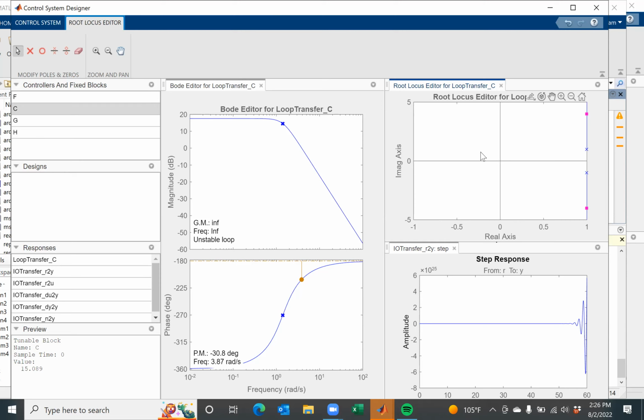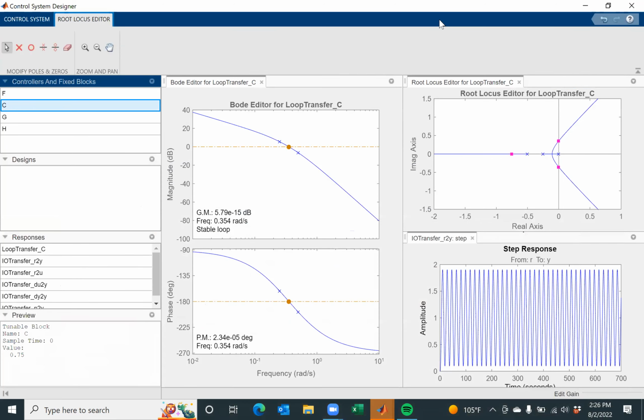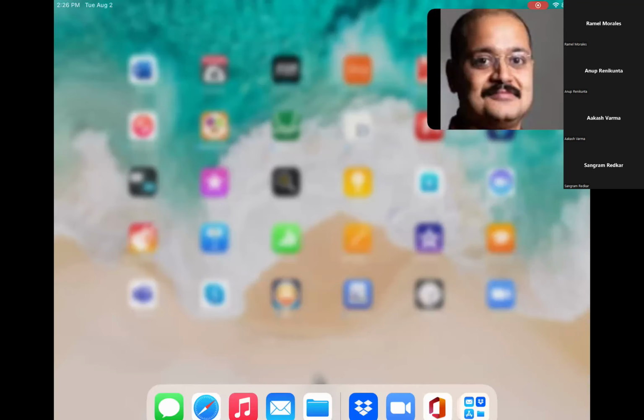Oh, sorry. That's why it is a little difficult. Thank you for pointing that out. I will share my screen. And when I start sharing my screen, I have to wait because there is already a screen sharing in progress. Okay, fine.